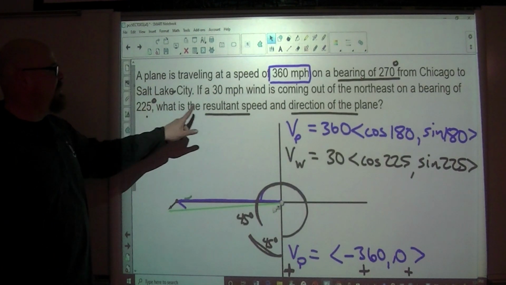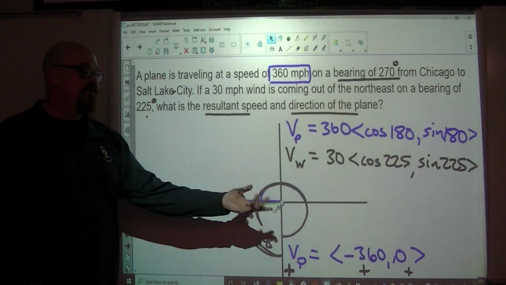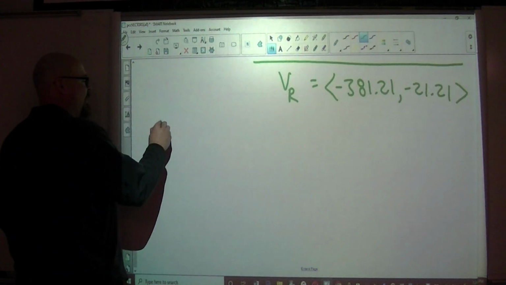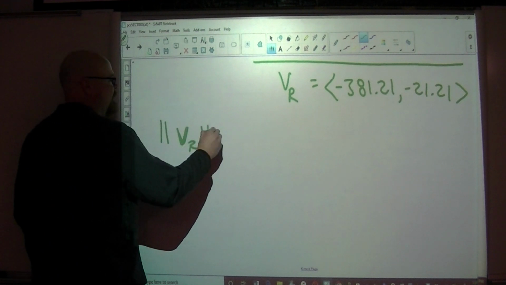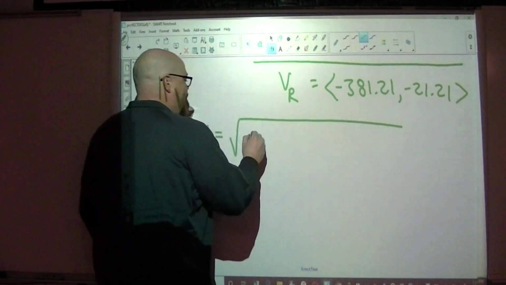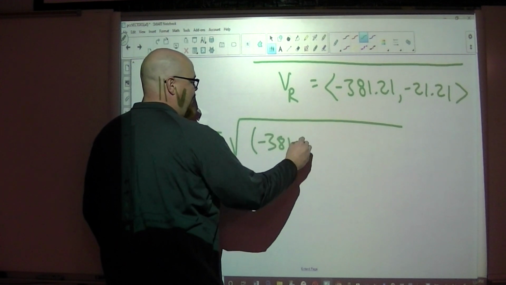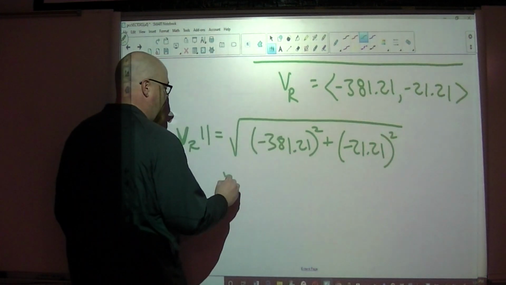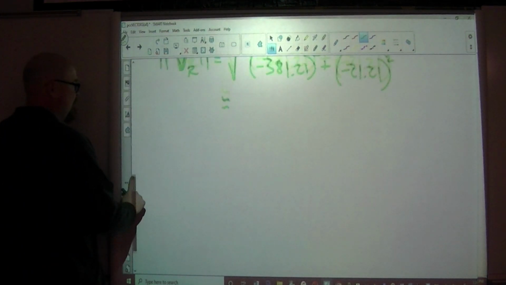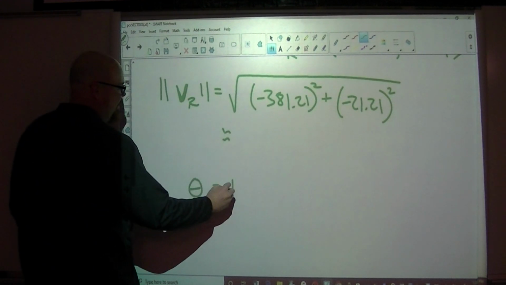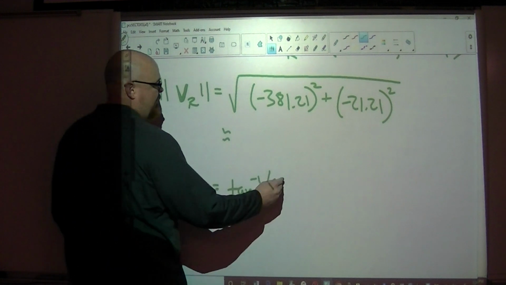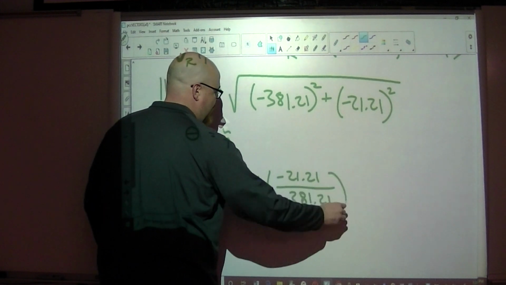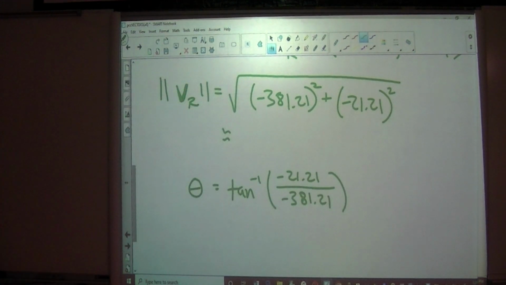But neither one of those tells me the speed or the direction. I have formulas for that, right? So, speed is magnitude. So now I want to find the magnitude of the resultant velocity. I'm going to plug these components into the formula that we have for that, to get my overall velocity. And then I'm going to, at the same time, set up the direction angle. Theta is equal to the inverse tangent of negative 21.21 over negative 381.21. Okay, let's see what we get for these in Desmos.